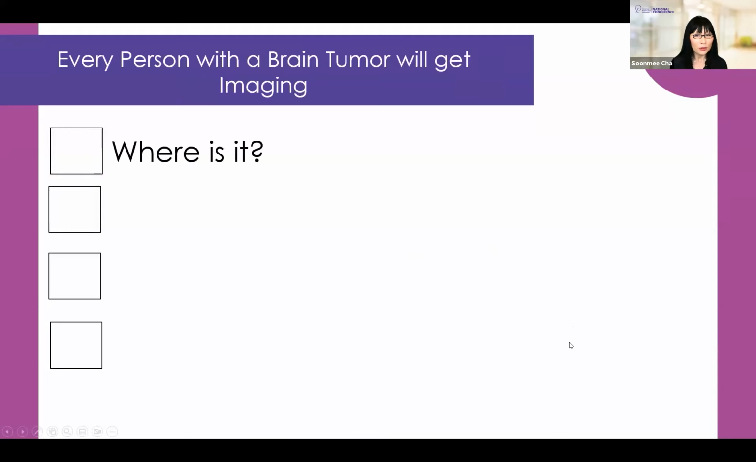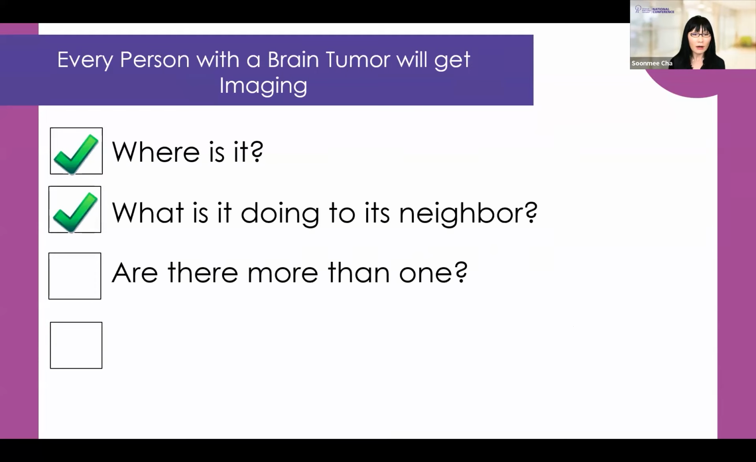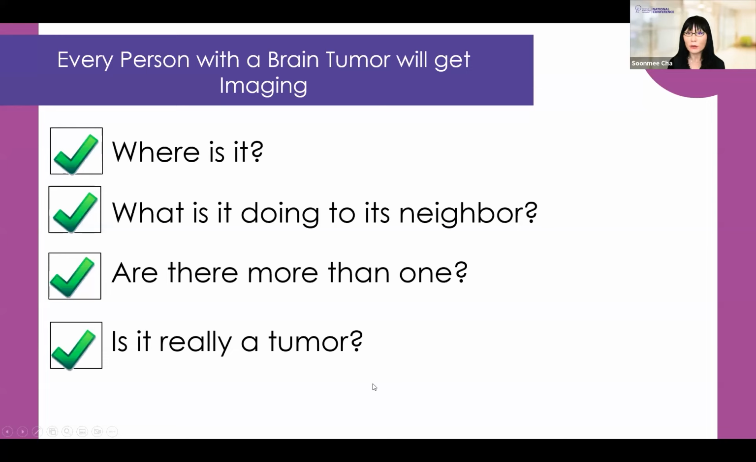So every person with a brain tumor will get some type of imaging, and most of our patients will get MRI. And the question as a radiologist, I'm asking, number one, where is it? What is it doing to the neighboring normal brain? And are there more than one site of tumor? This is very important for our surgeons, as well as our radiation oncologists, as well as our neuro-oncologists. And an even more important question that I always ask, when a patient first comes to us, is: am I really looking at a tumor or is this a tumor mimic?